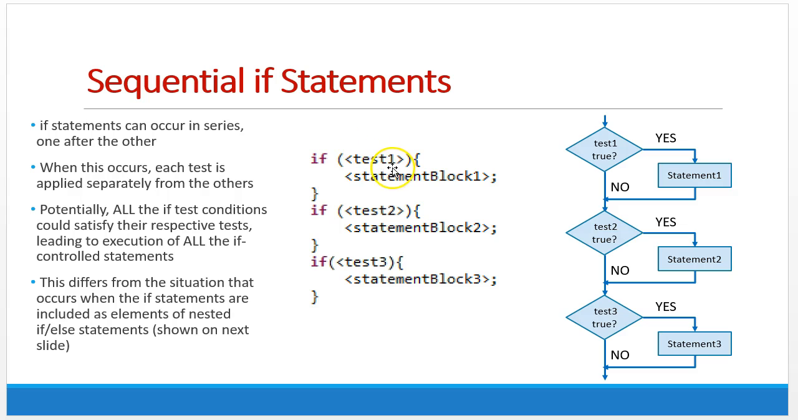So here's a simple example of sequential if statements. In this case, each of these tests is going to be run regardless of whether one of the other statements was run. So it'll independently execute each of these three statements.